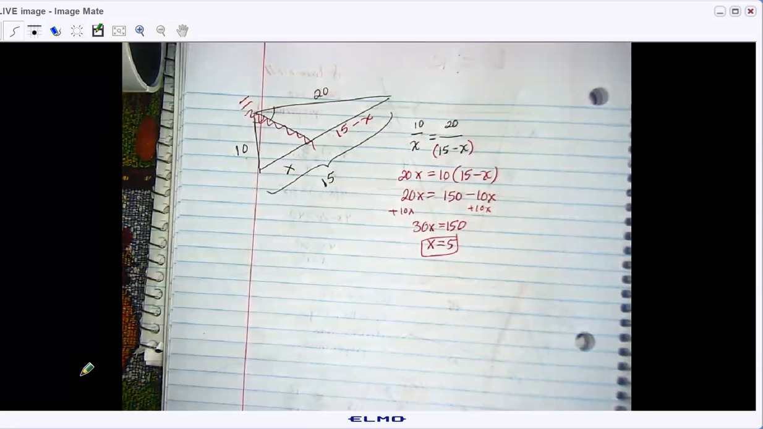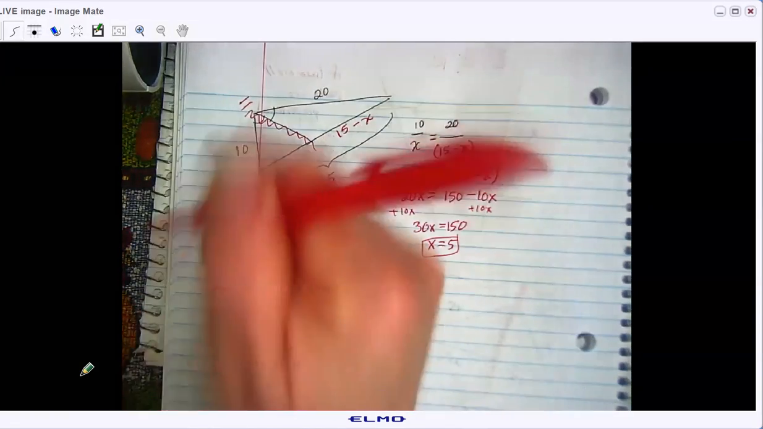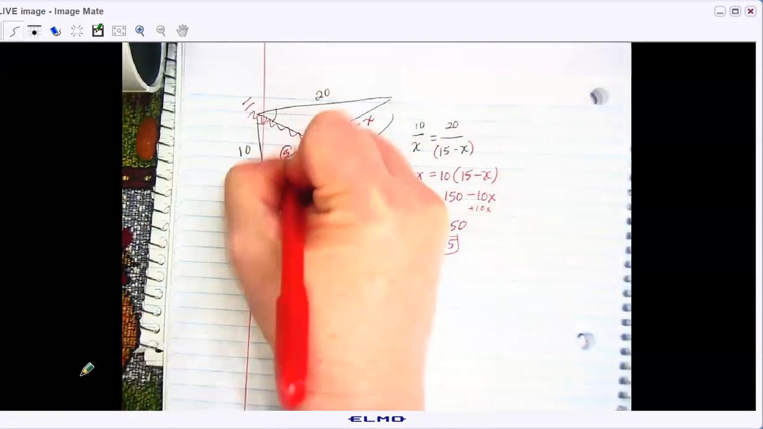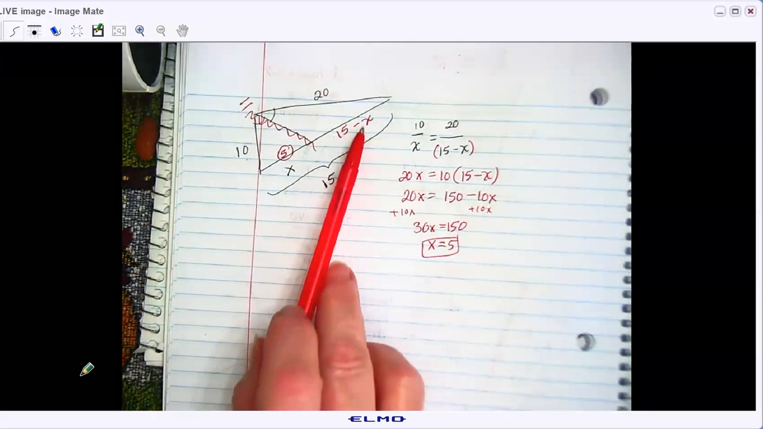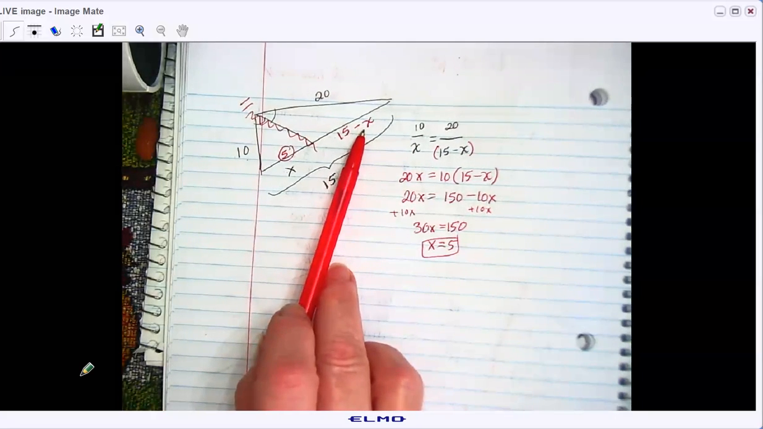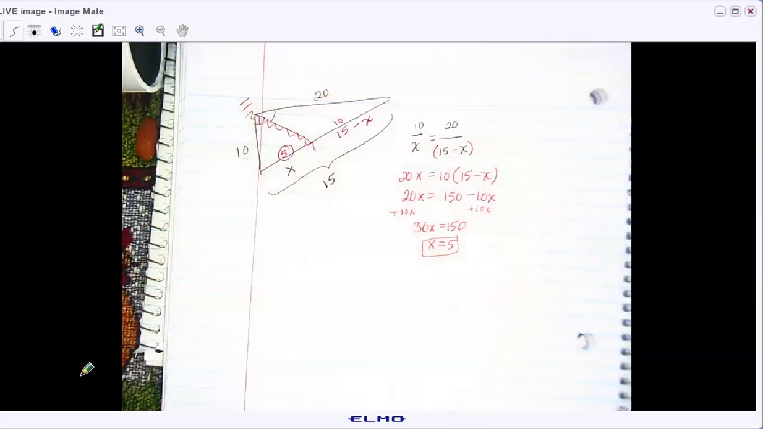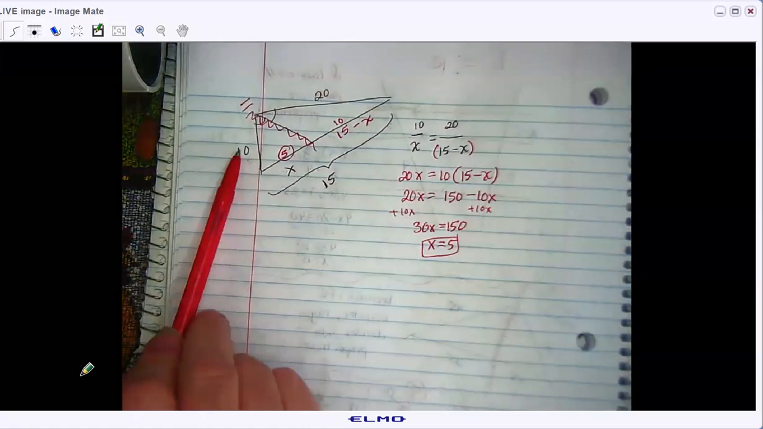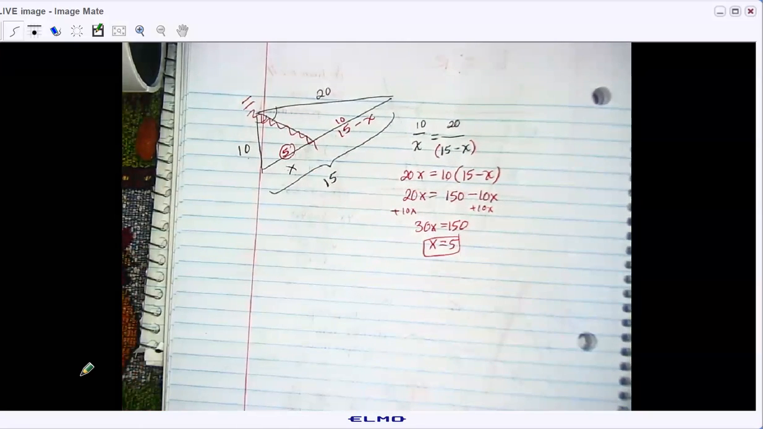So what that means is that my x is 5. So this would have been 5. This is 15 minus 5. So if they had asked me to find that, this would have been 10. And that should make sense because this is 2 times bigger. That would be 2 times bigger. Okay. Good.